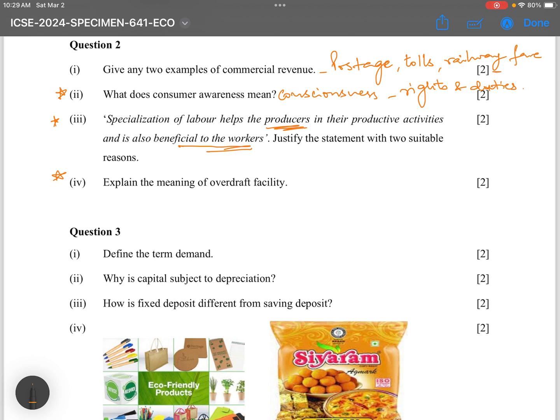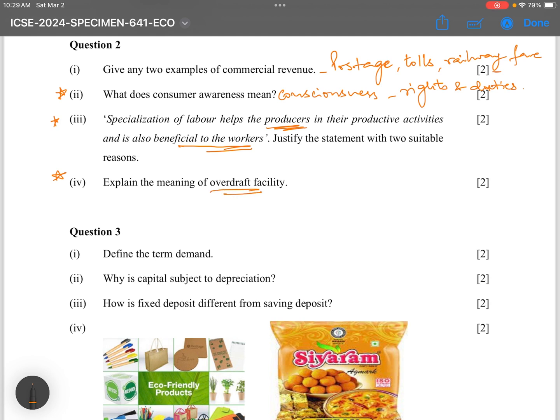The keywords for definitions and the logical sense of your answer should be clear to the teacher. It could be just in one line. Don't beat around the bush, don't ramble. Okay. Next question is explain the meaning of overdraft facility.